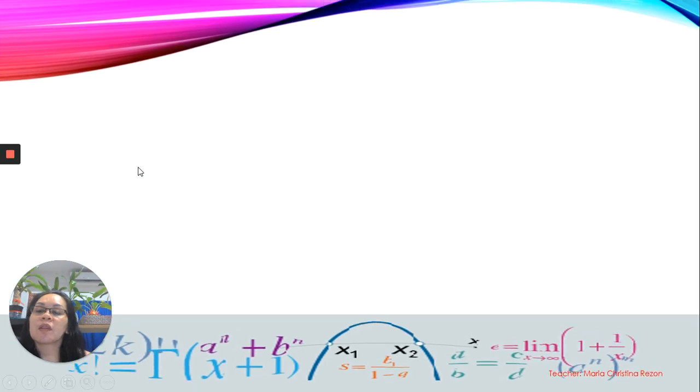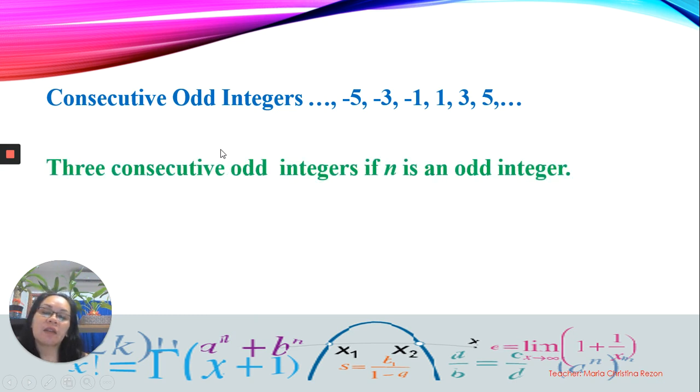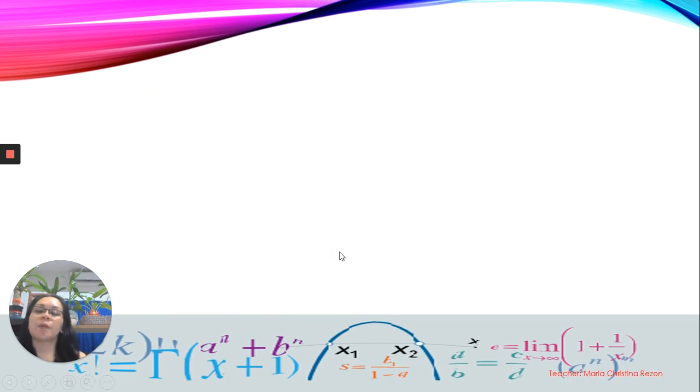The next one, you have consecutive odd integers. -5, -3, -1, 1, 3, 5. Odd means numbers that can't be divided by 2. So what if you have 3 consecutive odd integers if n is an odd integer? You'll have the first number is n, n plus 2 is our second integer, and then n plus 4 is our third integer.